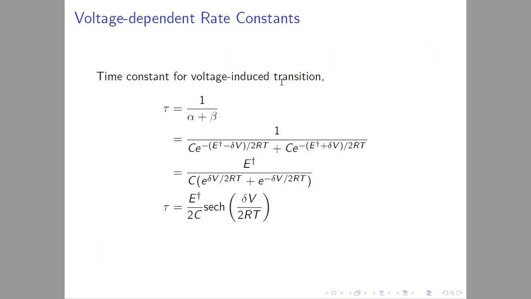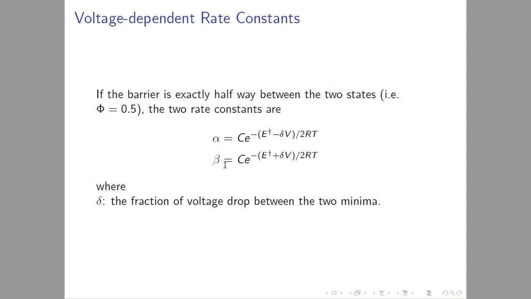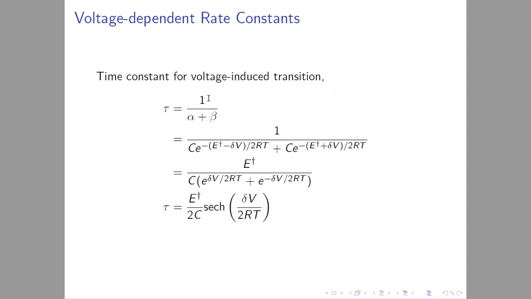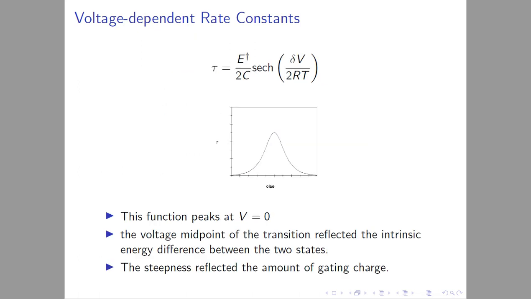Okay, so solving this alpha and beta and putting into tau equal to 1 over alpha plus beta, we get this one. Rearranging, we can get tau equal to E dagger, second hyperbolic delta V over dRt. So what we can see here is E dagger, 2C, second hyperbolic delta V. These are tau and these are the voltage.